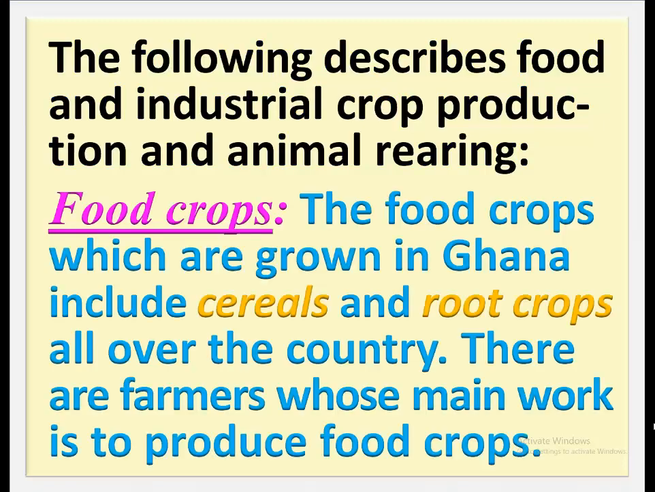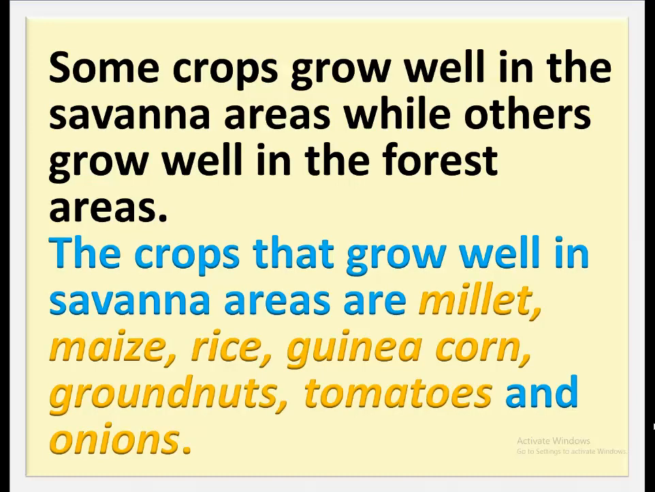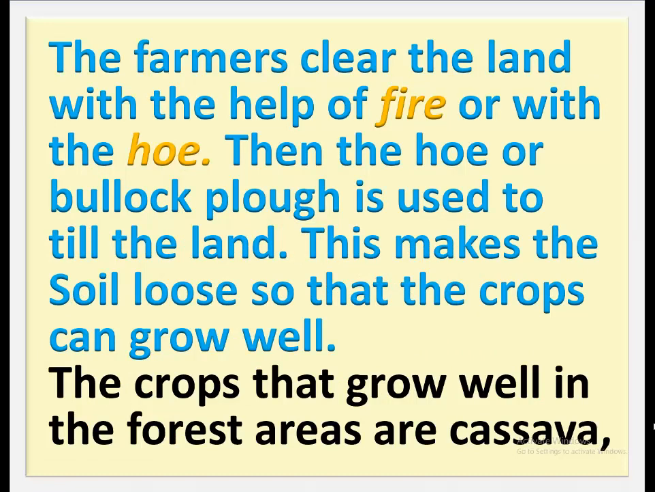Food crops. The food crops which are grown in Ghana include cereals and root crops all over the country. There are farmers whose main work is to produce food crops. Some crops grow well in the savanna areas, while others grow well in the forest areas. The crops that grow well in savanna areas are millet, maize, rice, guinea corn, groundnuts, tomatoes and onions. The farmers clear the land with the help of fire, or with the hoe. Then the hoe or bullock plow is used to till the land. This makes the soil loose, so that the crops can grow well.